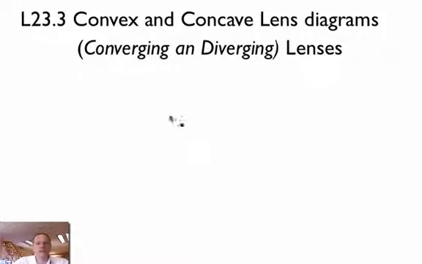Okay, we're looking at convex and concave lens diagrams. They're also referred to as converging and diverging lenses. So let's first differentiate between the two. A convex lens is a converging lens, so it looks like this, where it's fatter in the middle and skinnier on the outside.